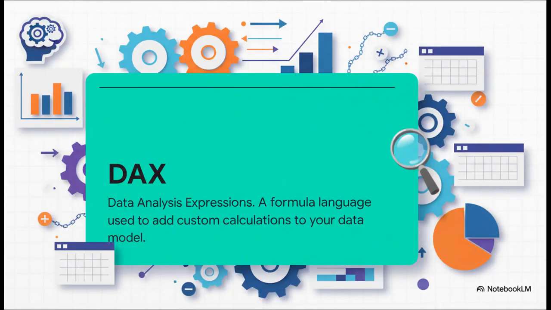But look, a model is just a bunch of connected tables. To make it truly smart, we have to add our own custom business logic, stuff like calculating profit margin or year-over-year growth. And for that, we use a super powerful formula language called DAX. It stands for Data Analysis Expressions.